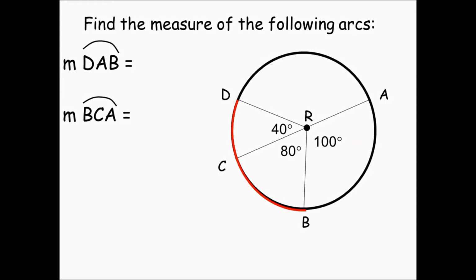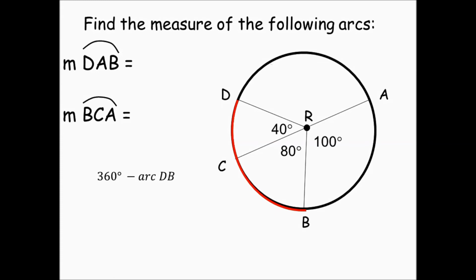Find the measure of the following arcs. To find the measure of arc DAB, one way would be to subtract the measure of arc DB from the entire circle. There are 360 degrees in a circle. Therefore, 360 minus arc DB would give us our answer.